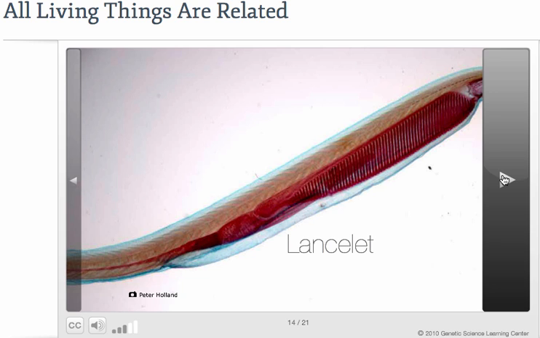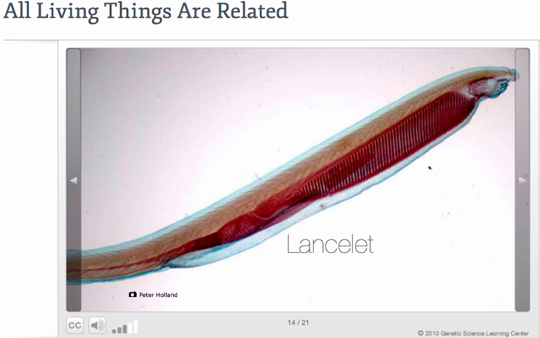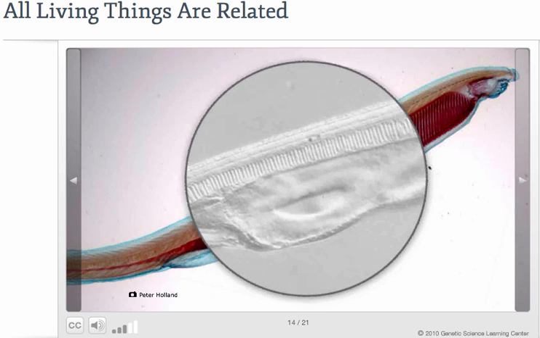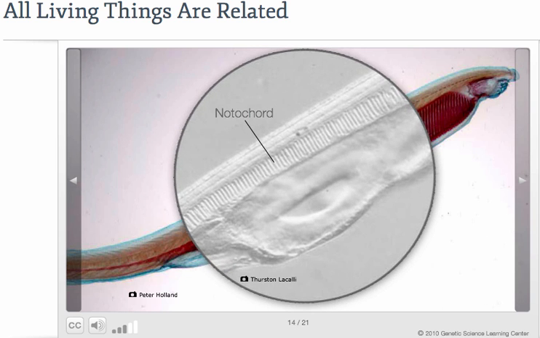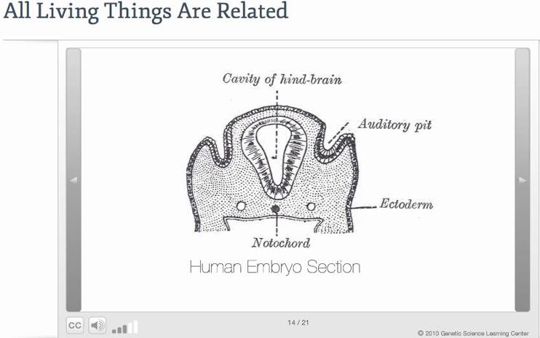We even share an ancestor with boneless invertebrates. The soft-bodied lancelet has a rod of flexible cartilage called a notochord that supports its body. Human embryos still build a notochord, but before birth it's replaced by a backbone.